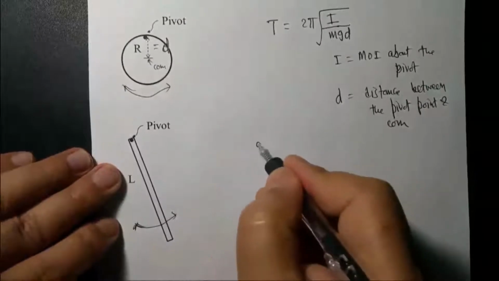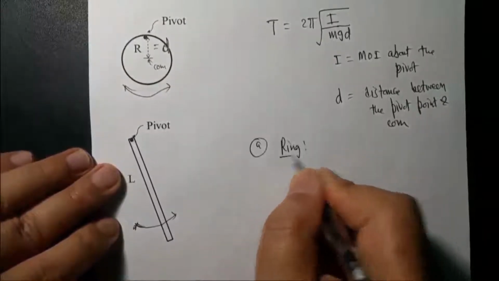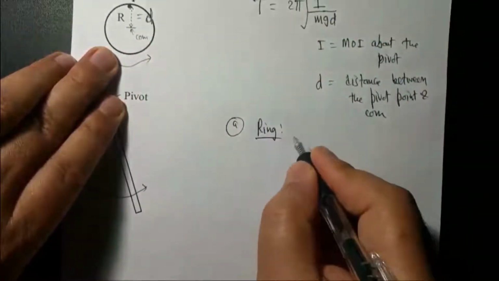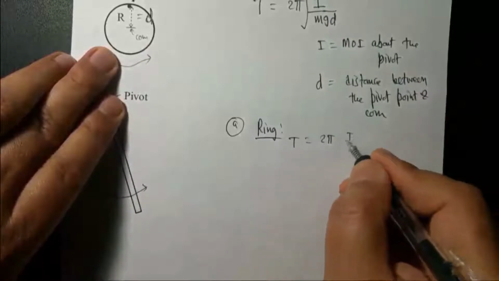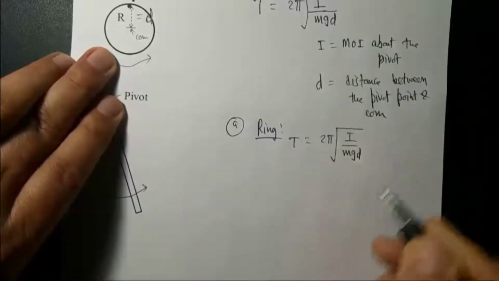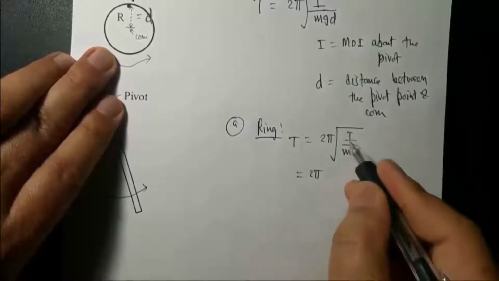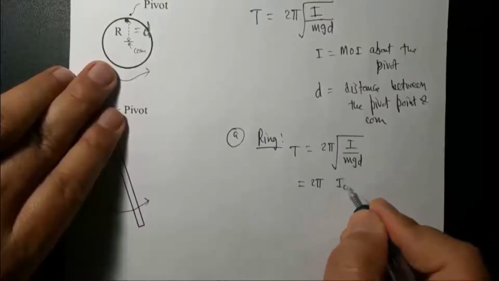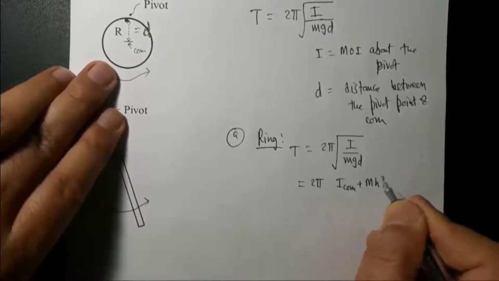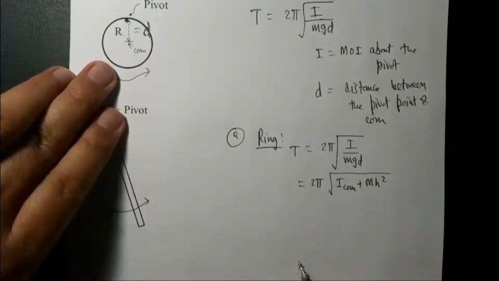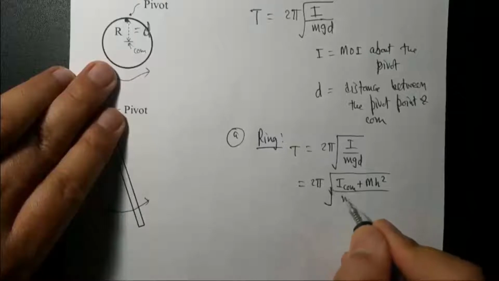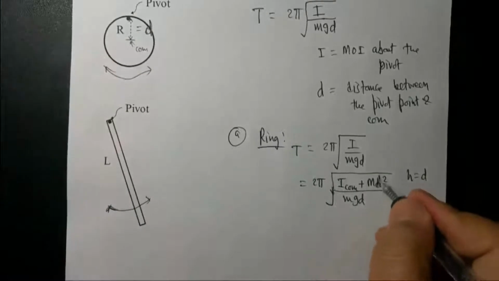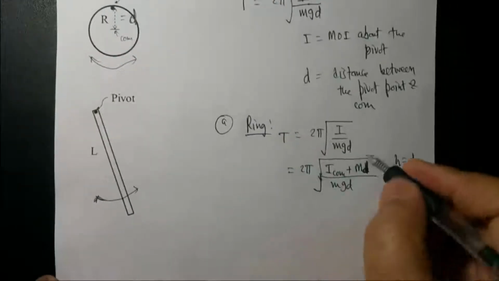So let's do one by one. For a ring, what's the time period formula? It's pivoted here. So time period is 2 pi square root of I over mgd, the general formula for any physical pendulum. I is the moment of inertia about the pivot point, which from the parallel axis theorem is I_COM plus m d squared, if you remember from the previous chapter. Here h is also d.